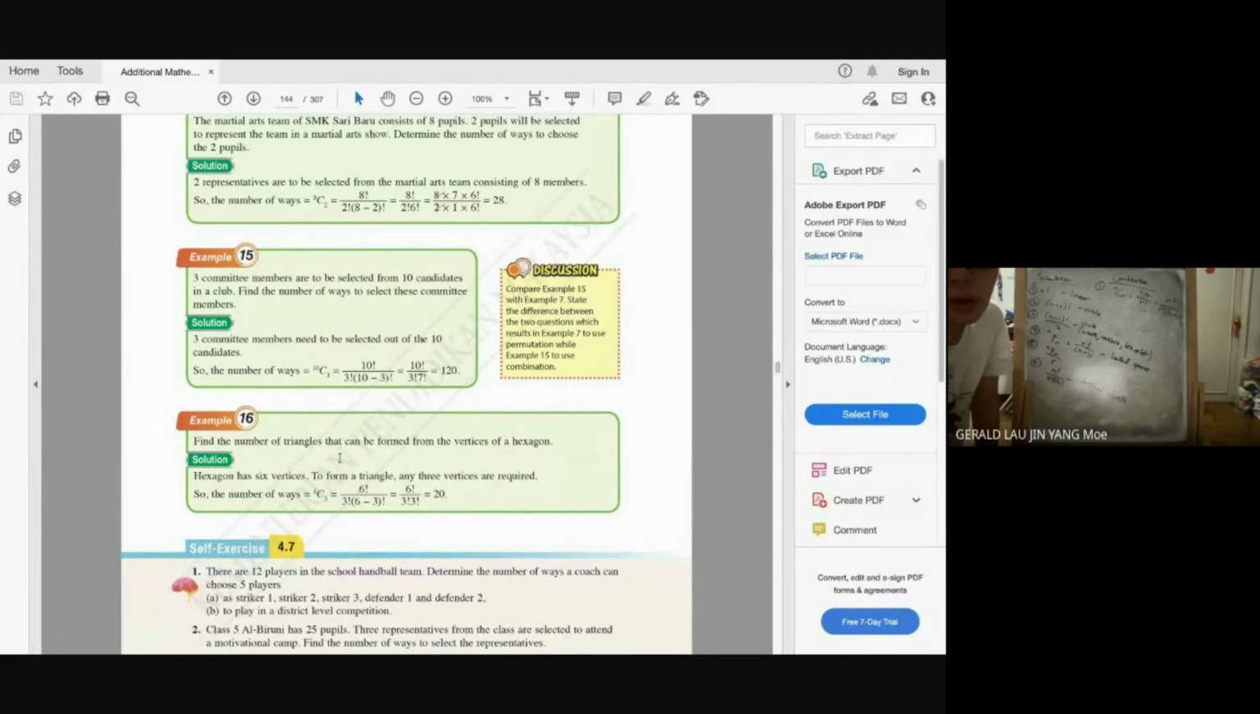All right. Find the number of triangles that can be formed from the vertices of a hexagon. Okay, so hexagon, you have 6 vertices. Triangle, you only need 3 vertices. So 6C3, and then you use the formula, you get 20 ways. All right, this is also combination.